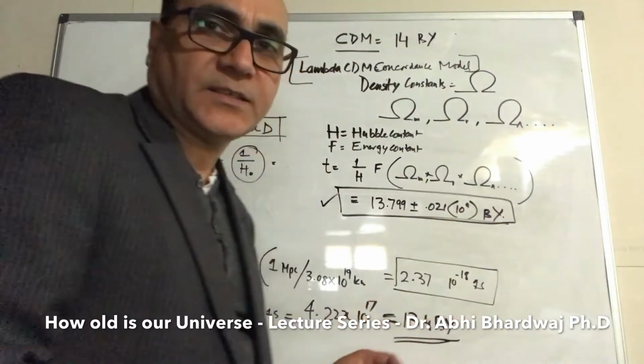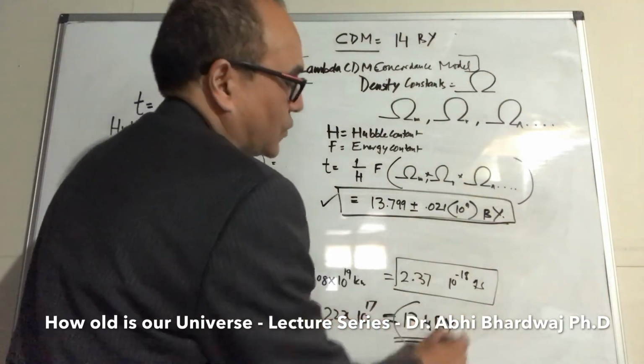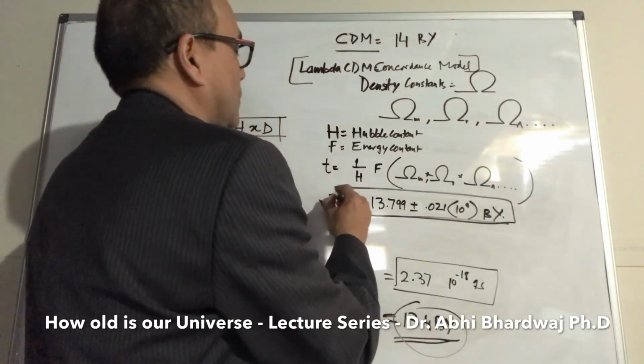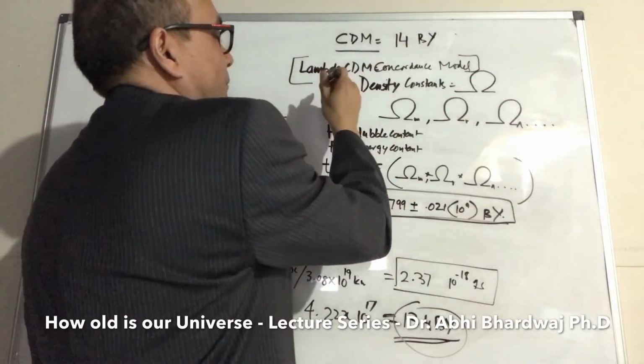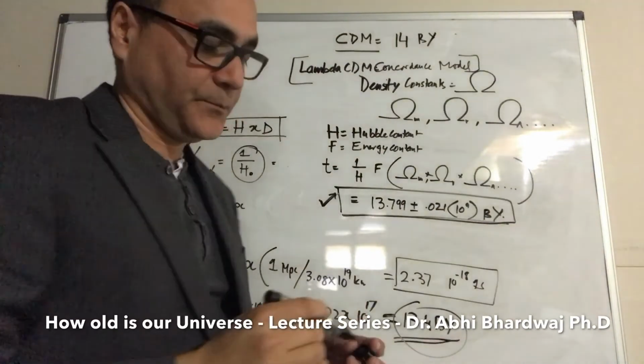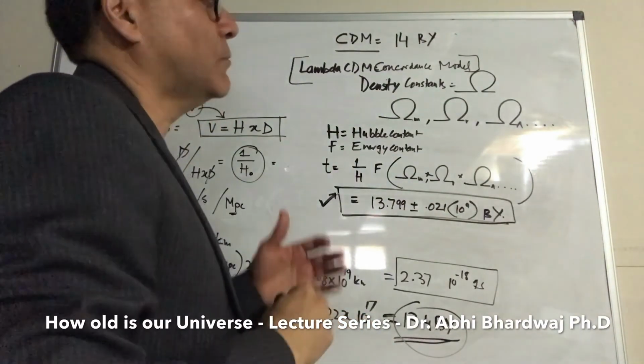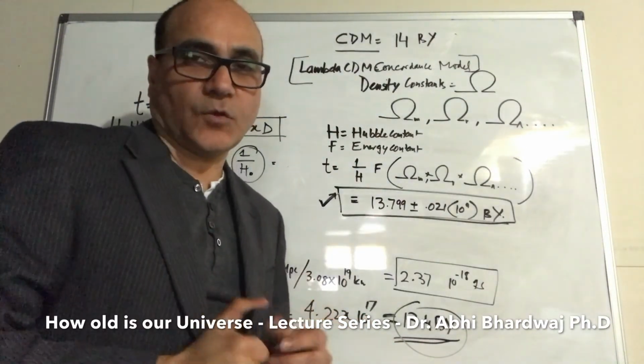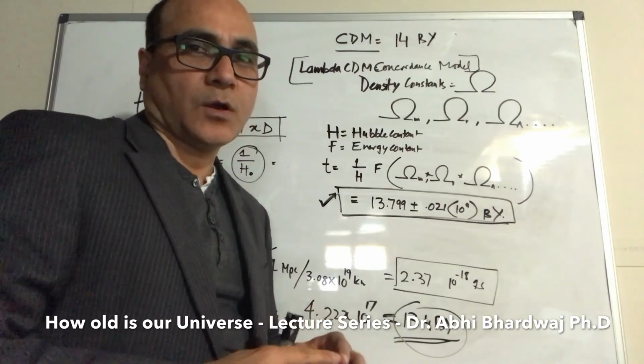So there are different methods, and this one is very close as well. But the most accepted one, which we use to get that number, is the lambda CDM concordance model, and this is how we find out how old our universe is.